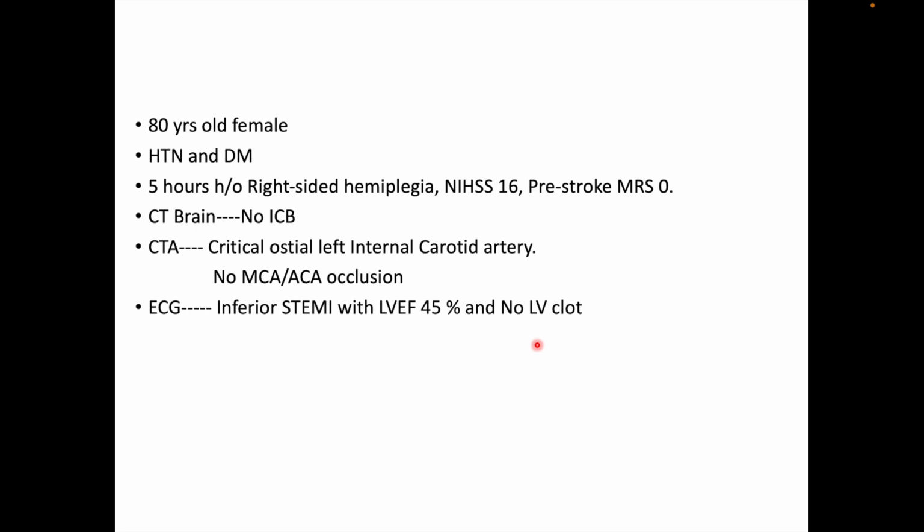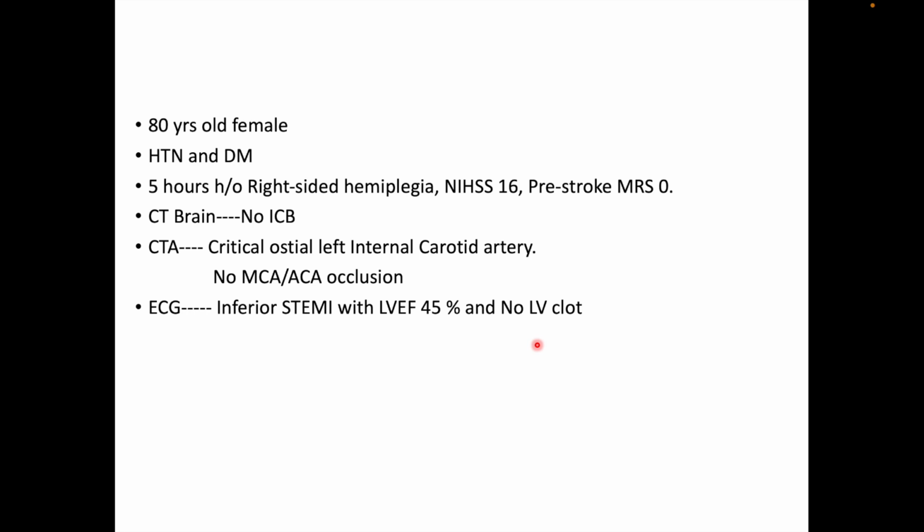Now this is an 80 year old female, hypertensive, diabetic, with a 5 hour history of right-sided hemiplegia. NIHSS was 16, so a high stroke scale, and pre-stroke mRS was 0, so she was perfectly mobile and independent before the stroke happened. There was no bleed on the brain, and the CT angiogram showed a critical ostial left internal carotid artery.